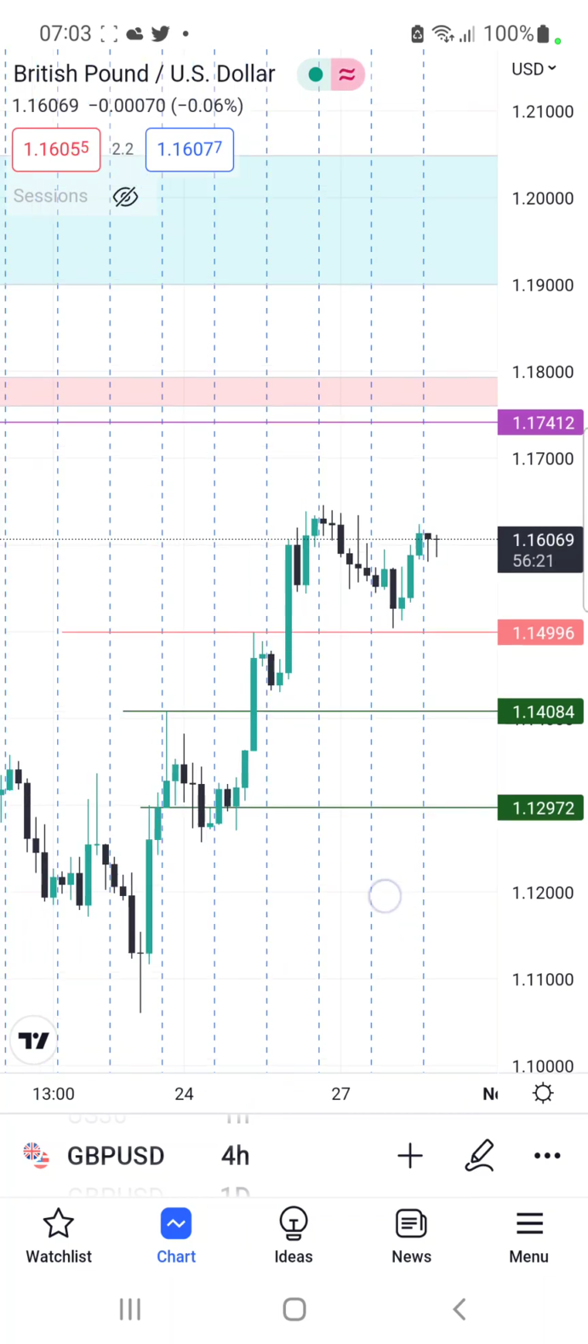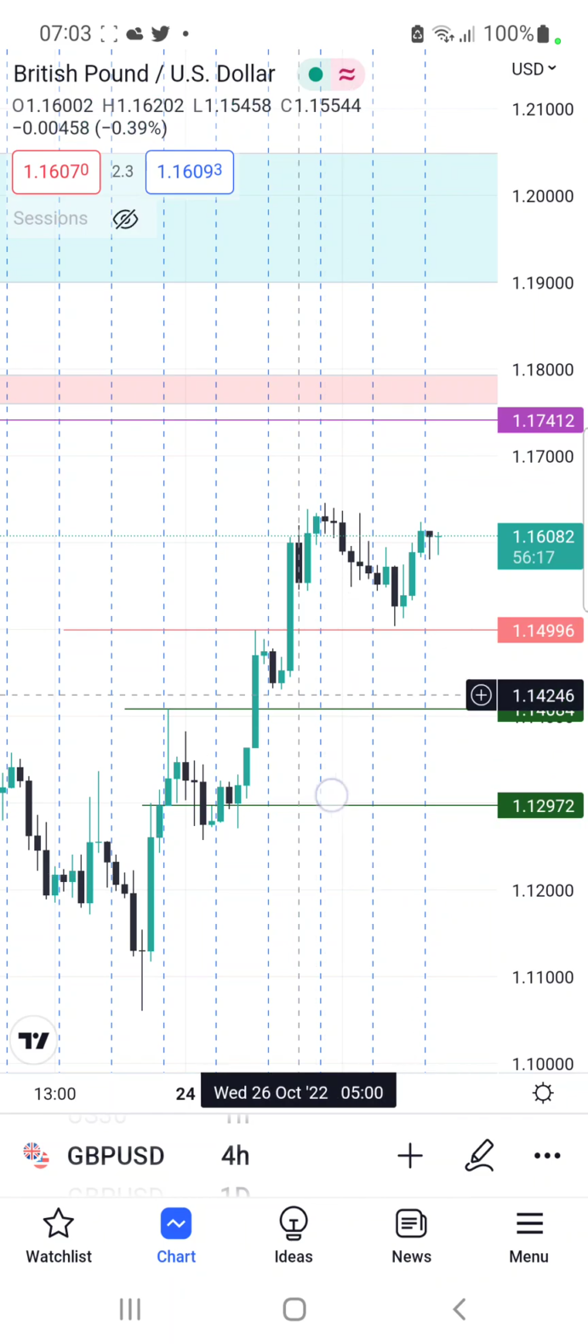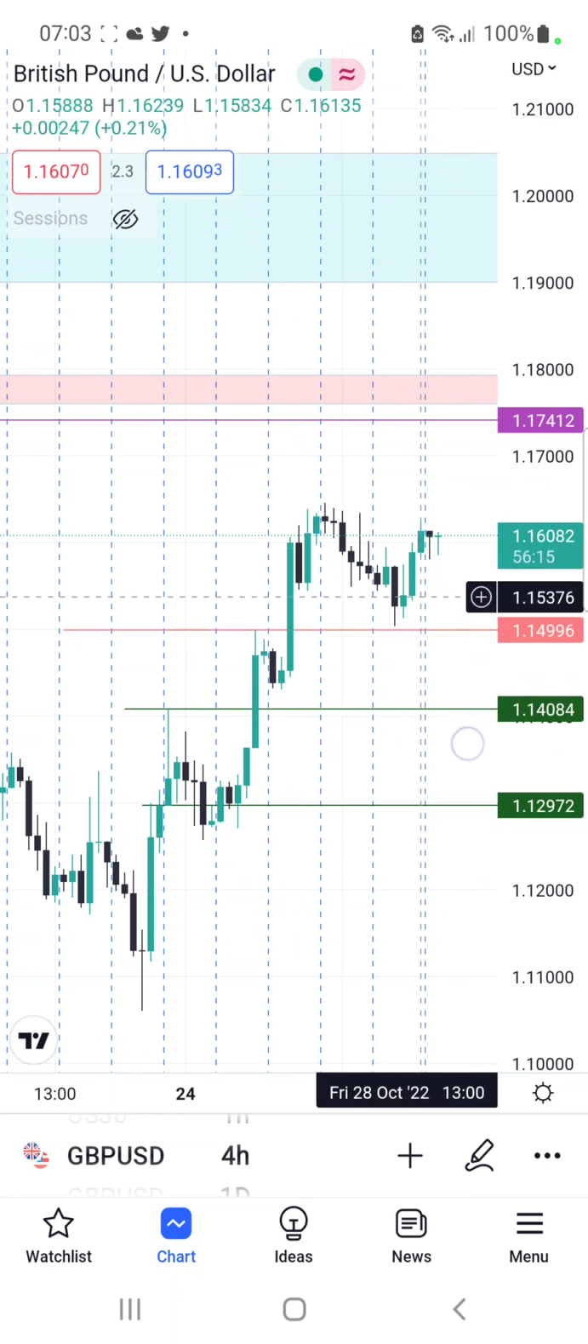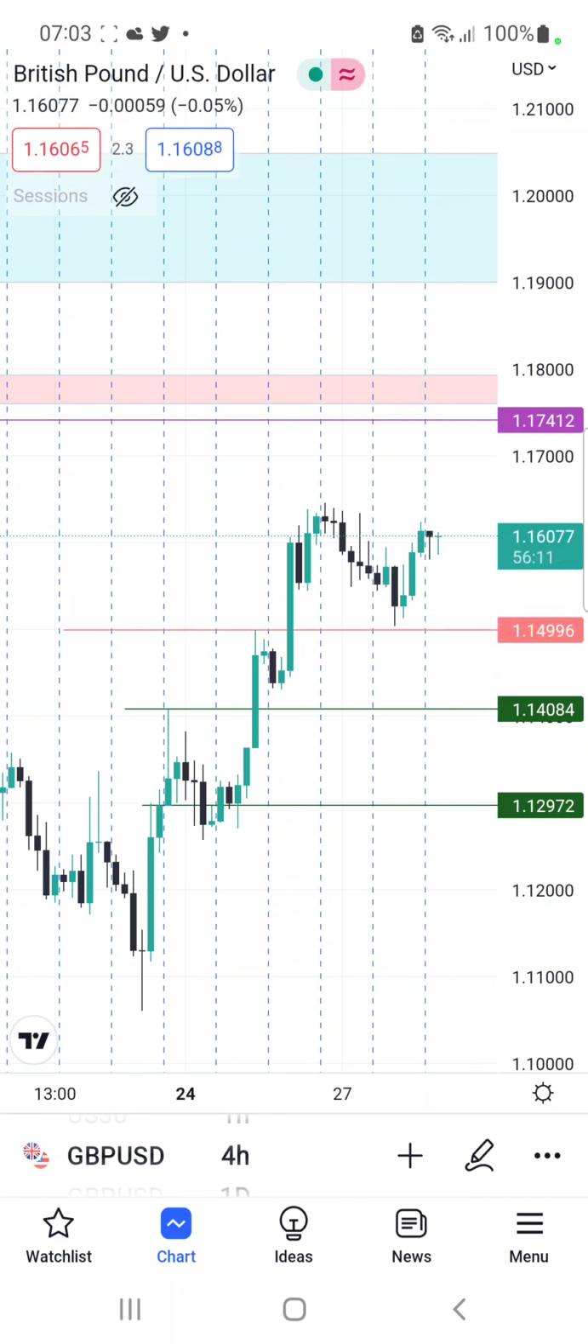Okay, so 4 hour, this is what I had done. I had highlighted my resistance level. Price actually did break here, come all the way here, then start and go to the upside.